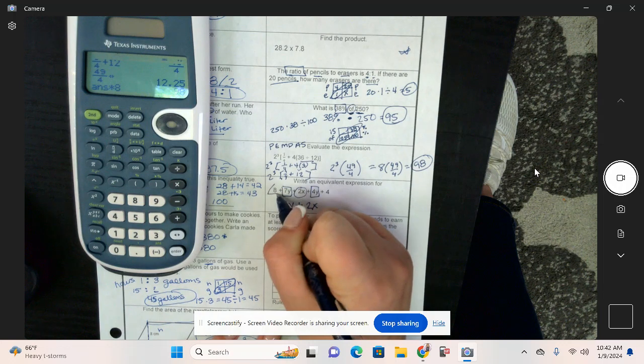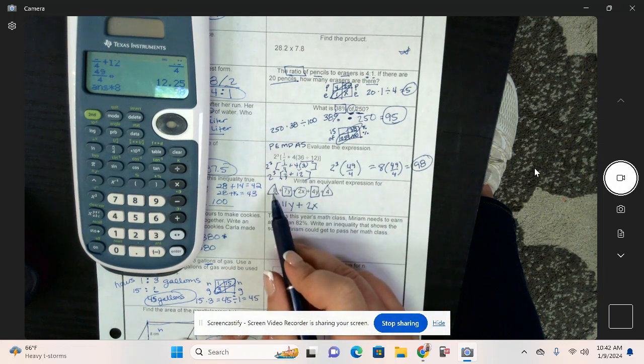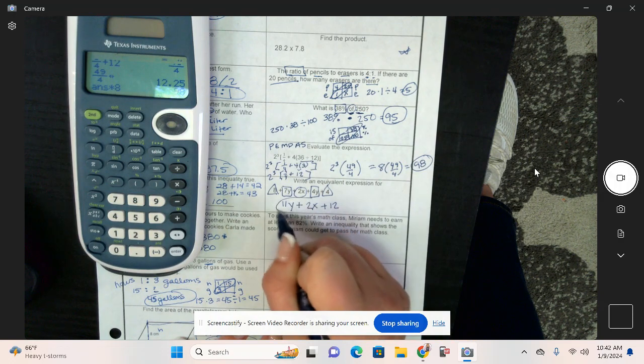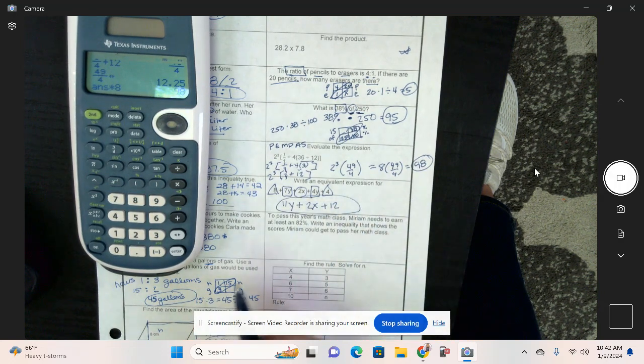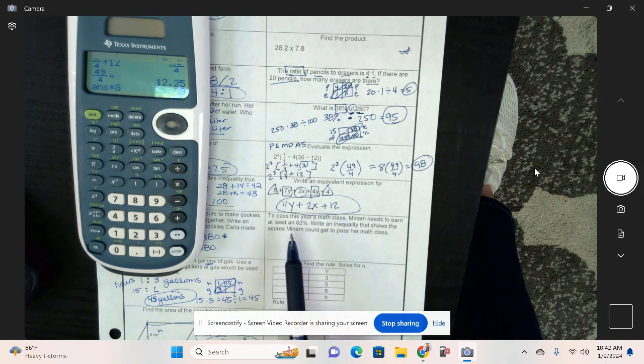And then I can combine my constants together, because those are just like regular numbers. So I can do 8 plus 4, which gives me 12. So this is the simpler way of writing this expression up here. Like I said, we're going to start talking about this more next week, and that'll make more sense.